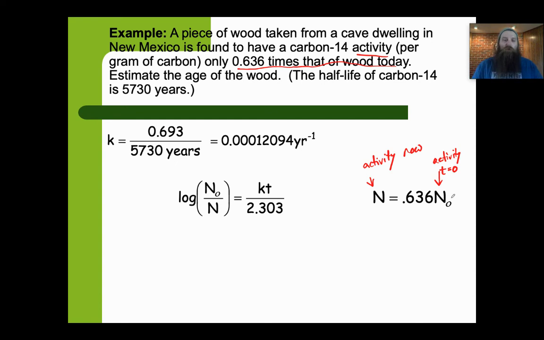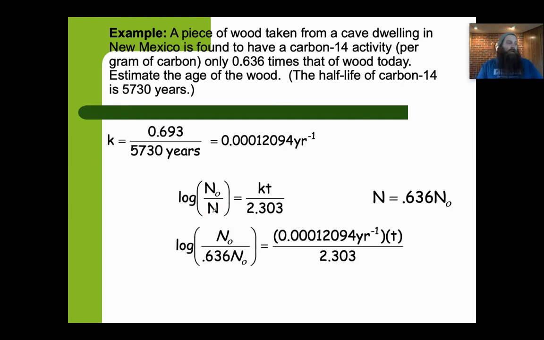the sample's existence. So since it's 0.636 times that of wood today, I'm just going to multiply the original times 0.636. Now I can get rid of N. I can substitute N with N sub 0. I'm going to plug that in. N equals 0.636 N0, so that's what I plug in for N. Now notice something. I have N sub 0 divided by N sub 0, so that's going to cancel.